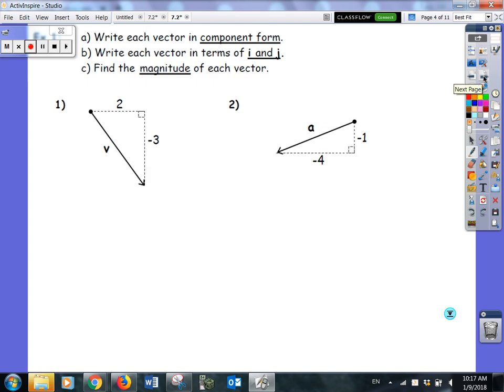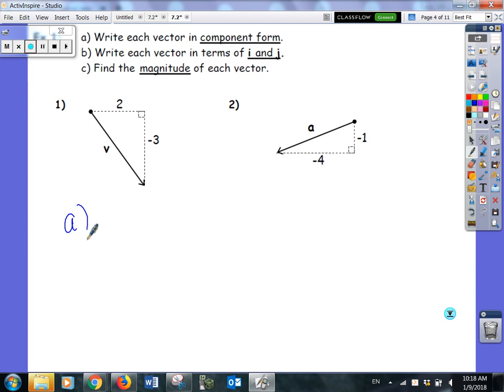All right, so these problems are asking you to do 3 things. Write in component form, terms of i and j, and find the magnitude. So once we do letter A, we have all the information that we need. We just have to know what the directions are asking for in B and C. Because no matter what, we have to find the horizontal and vertical component, or in this case, we don't really have to find it. We just have to locate it on the problem that's given.